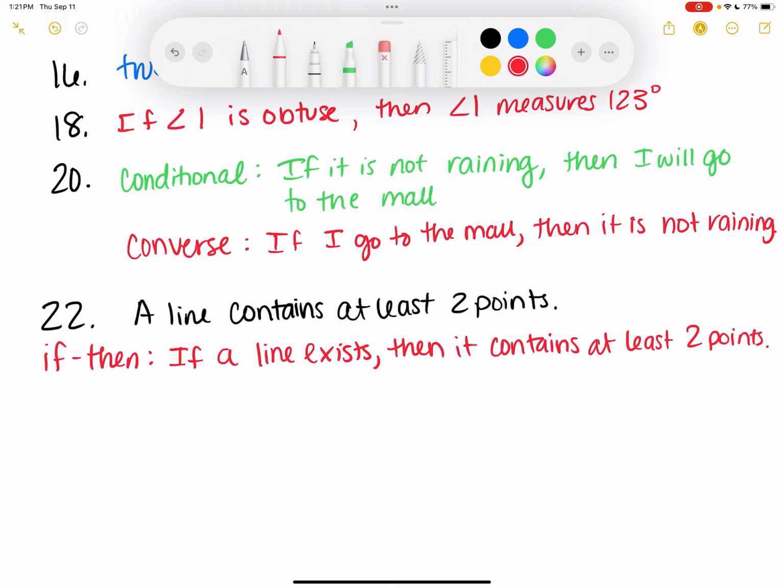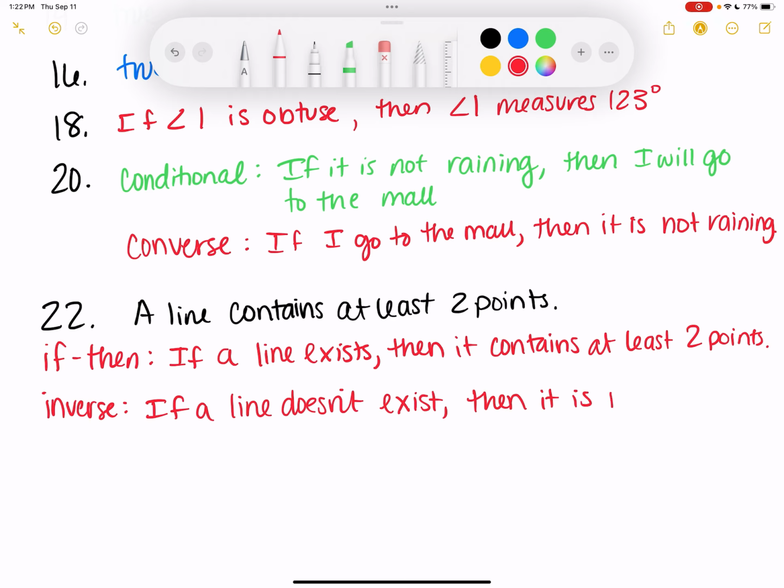So, all right, the inverse. Okay, that means that I am negating both things. So the inverse of this would be if a line doesn't exist, then it is not true that it contains at least 2 points.